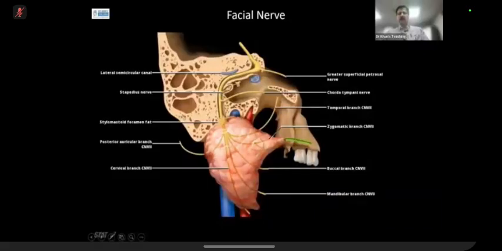There is a muscle here, which is known as the stapedius muscle within the middle ear cavity. And this joins the stapes. It causes what we call sound damping. And there is a branch which provides innervation to this. This is the nerve to the stapedius.